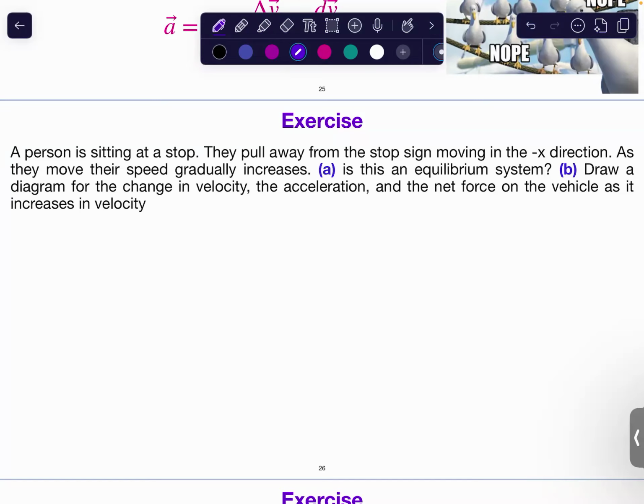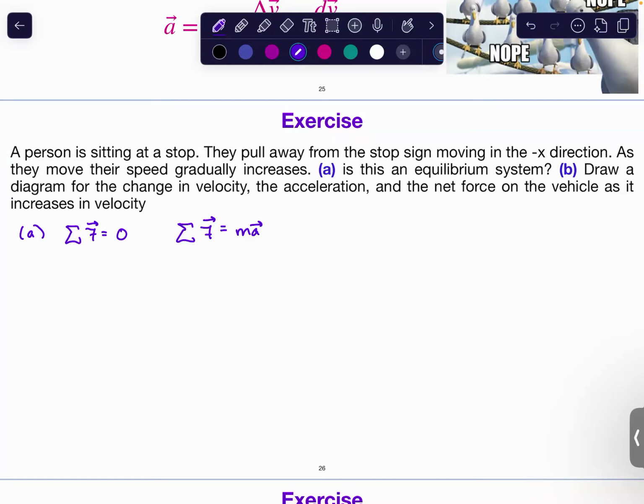Well, it starts in equilibrium, but let's just think about after they start moving. Why is it not equilibrium? They're accelerating. Right, so let's think about that. What does an equilibrium system have to be? The sum of all forces is what? Zero. However, I have an acceleration. So that means for this system, the net force is not zero, so it cannot be an equilibrium system.